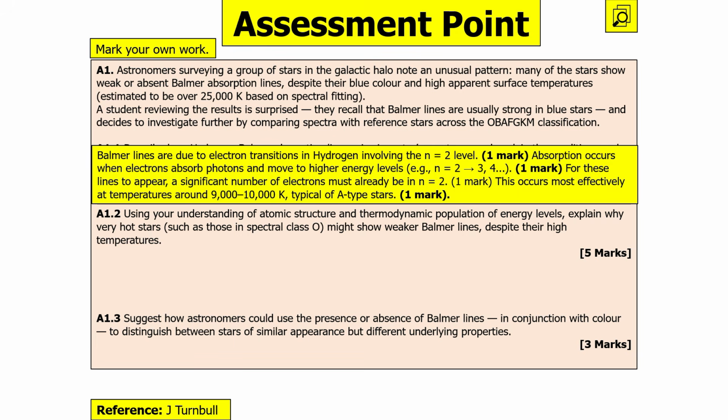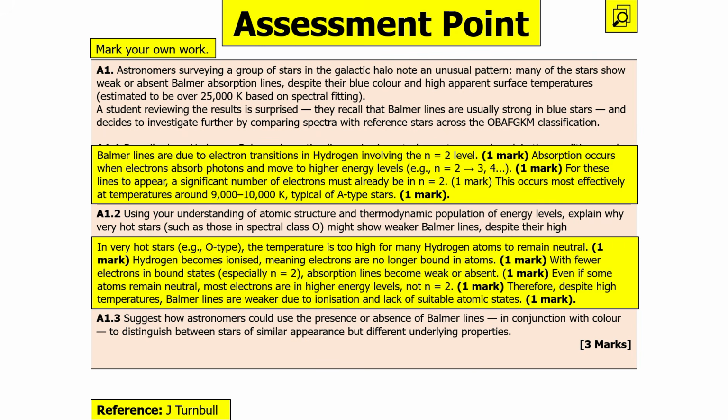We know that Balmer lines are due to electron transitions in hydrogen involving the n equals 2 level. Absorption occurs when the electrons absorb photons and move to higher energy levels. For these lines to appear, a significant number of electrons must already be in n equals 2. This occurs most effectively at temperatures of around 9,000 to 10,000 Kelvin, typical of A-type stars.